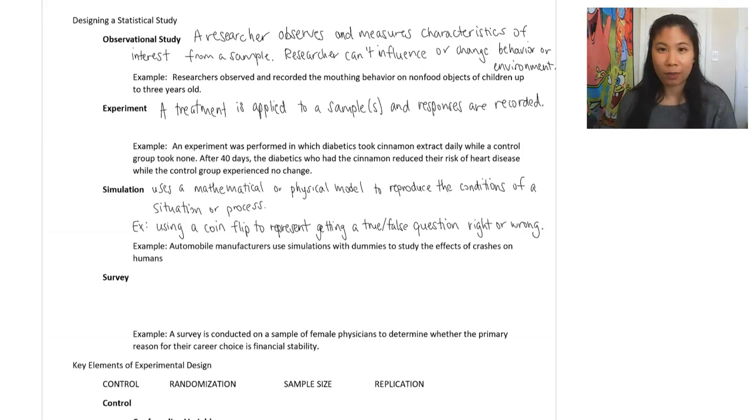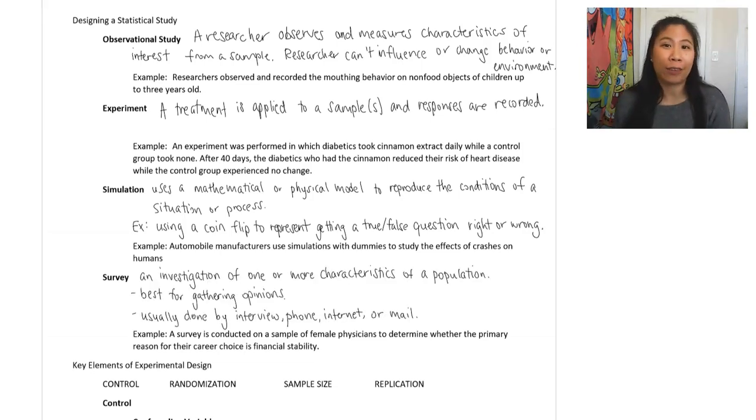So let's write down the official definition. Surveys are usually used to gather opinions from people, and surveys can be done in a whole bunch of ways. You can do it by in-person interview, by phone, by mail, by internet, which is more common now because, you know, technology. But those are our 4 different studies that we're concentrating on for this class.